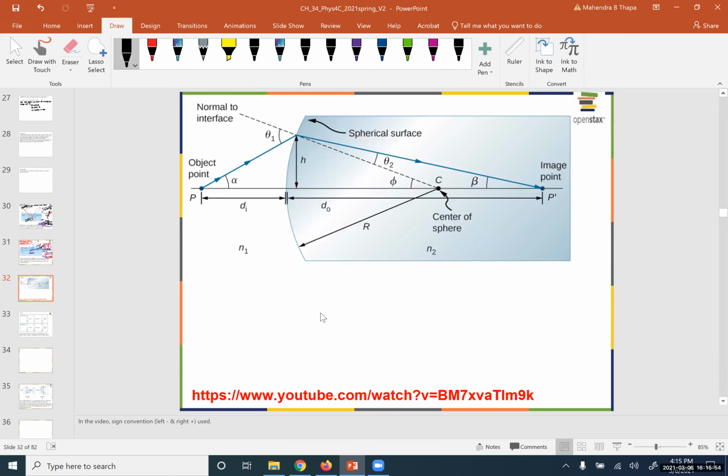Now let's see how we can find the relation between object distance, image distance, and the refractive index in the case of refraction.